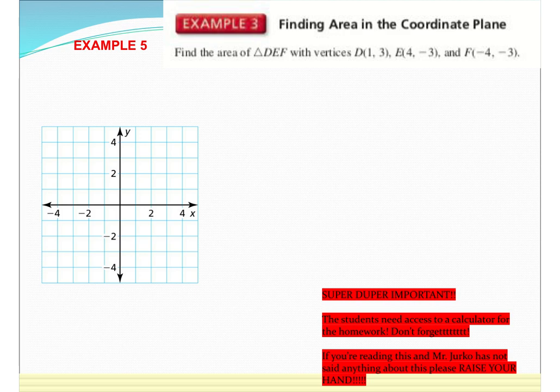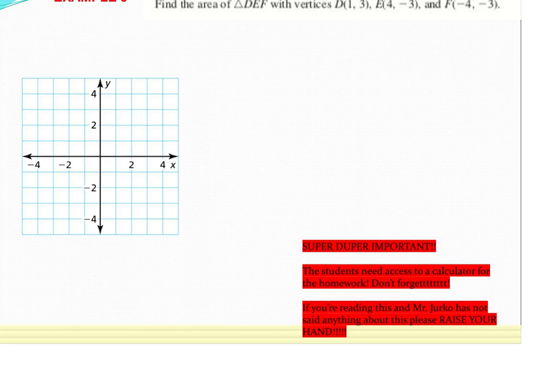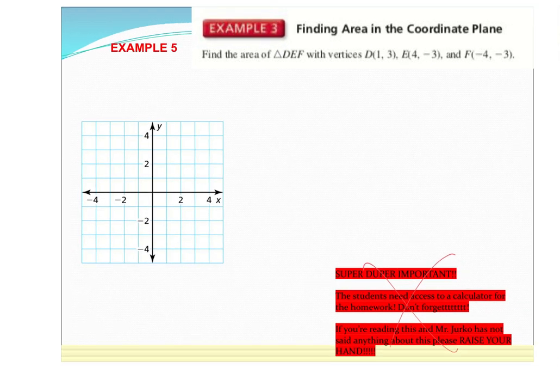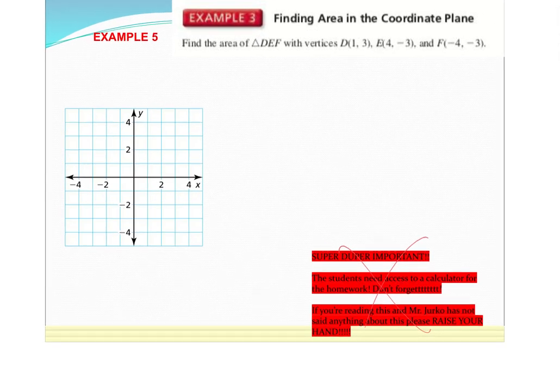All right. Area of the triangle DEF. Super duper important. I almost forgot. Guys, on your homework, this one's a PDF, right? You can ignore this. You're not going to use a calculator for your homework. You're going to leave everything as a square root. Got it? Okay. Find the area of the triangle DEF.